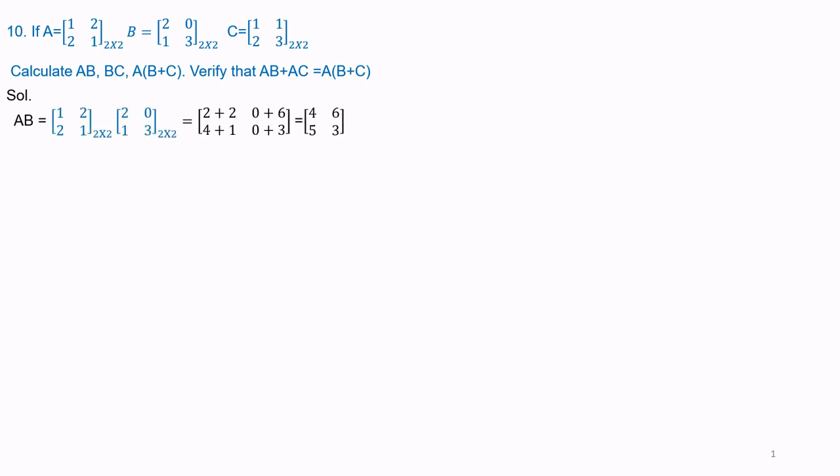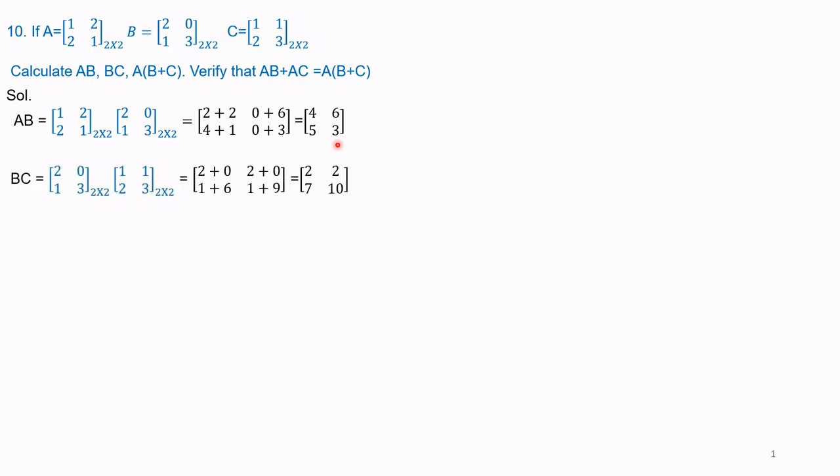So, given values of A and B, we have copied both A and B. This is A and this is B. AB, by matrix multiplication, is equal to row 1 of A with column 1 of B, therefore 2 plus 2. Then row 1 of A with column 2 of B, so that is 0 plus 6. Then row 2 of A with column 1 of B, that is 4 plus 1. And row 2 of A with column 2 of B, that will be 0 plus 3. So we get 4, 6, 5, 3.